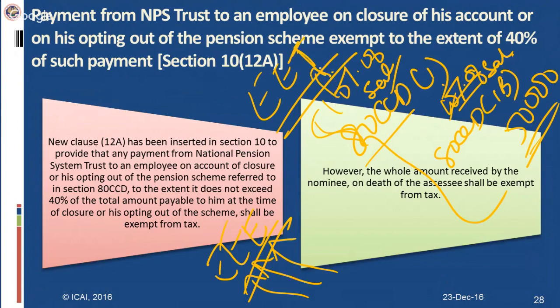At the time of withdrawal, on closure of account or on account of opting out of the pension scheme, it becomes taxable. But however, since it's a retirement benefit, in order to provide some relief to the taxpayers who save money for the purpose of their retirement, new clause 12A has been inserted to provide exemption for 40% of the amount payable at the time of closure or opting out of the scheme. Otherwise, as per 80CCD, the entire amount is taxable at the time when you withdraw the amount, opt out of the scheme or close the scheme. But now 40% will be exempt by virtue of new clause 12A. However, it is to be noted that in case of death of an assessee where the whole amount is received by the nominee, then the entire amount will be exempt in this case, and the exemption will not be restricted to only 40%.